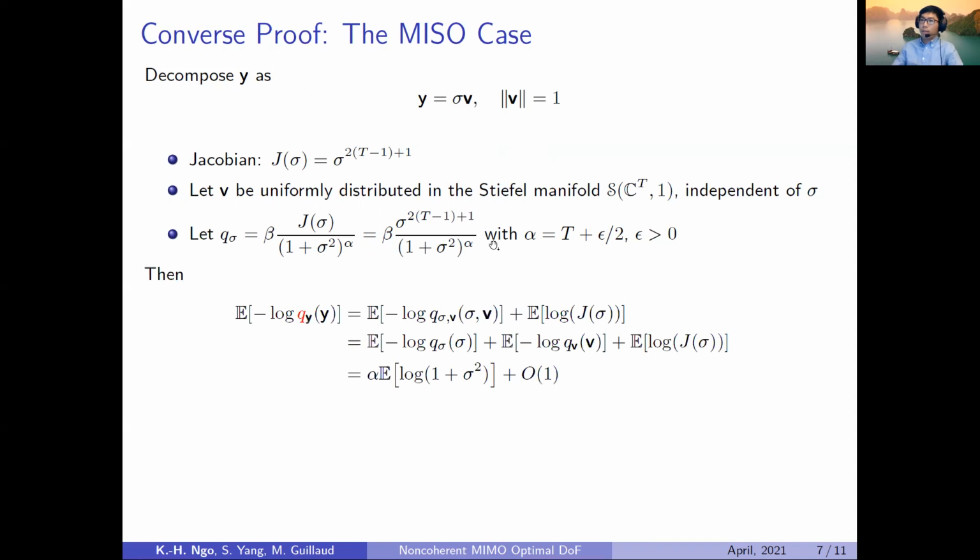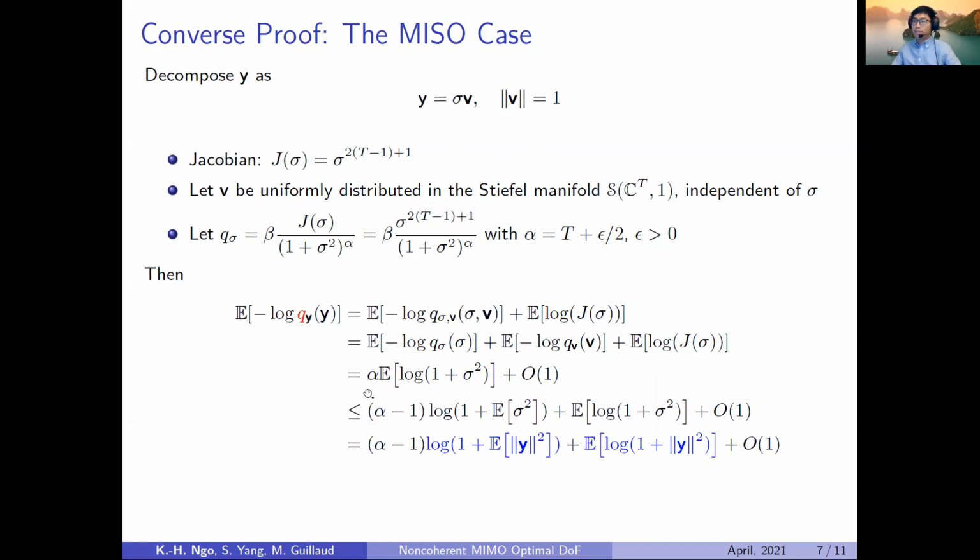Now we can derive and expand the mean of the minus log of the auxiliary PDF in terms of the mean of the minus log of the PDF of sigma and V and the Jacobian. And by blocking these expressions, we see that we get a simple form of alpha multiplied with the mean of the log of 1 plus sigma square.